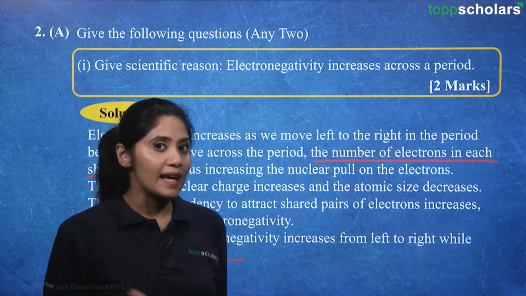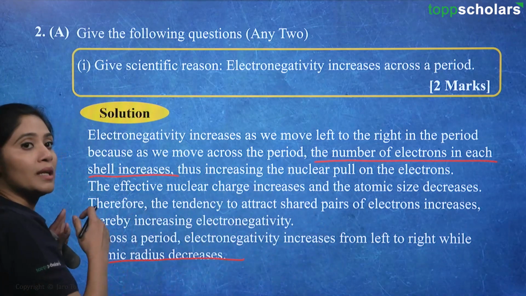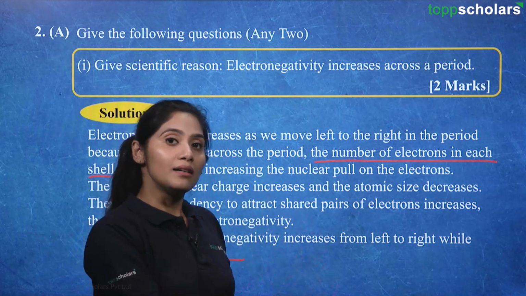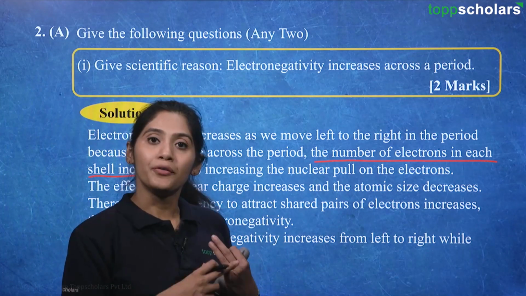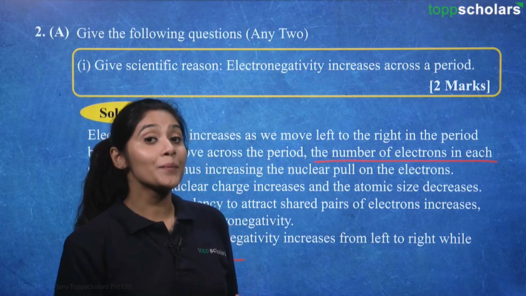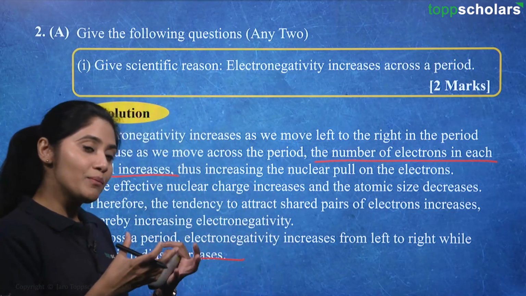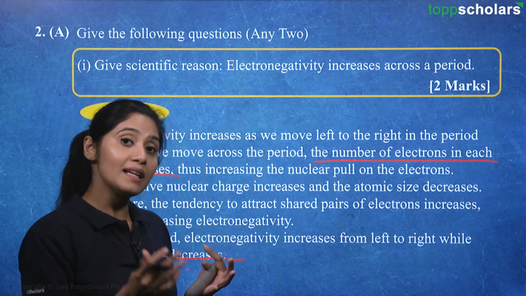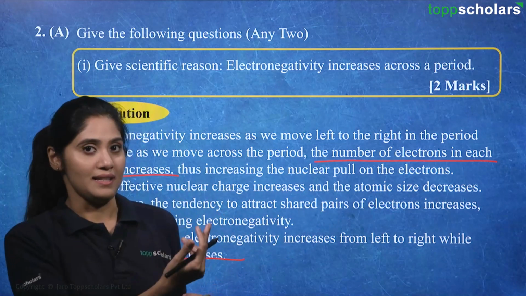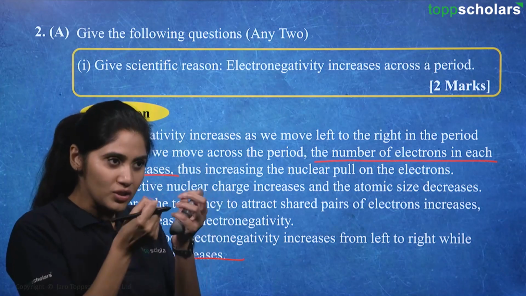So we should always keep in mind that once we go across the period from left to right, what happens? The number of electrons in the last shell increases, because of which what happens? The electric charge keeps increasing, and then because of that the nuclear force on them also starts increasing. Because of that the radius decreases as well as the electronegativity increases, right? The charge increases but the size decreases. It starts becoming compact because of the pull, right?